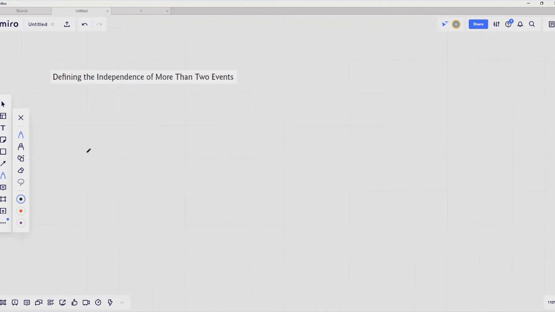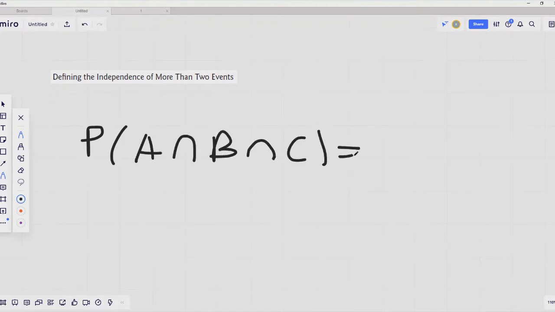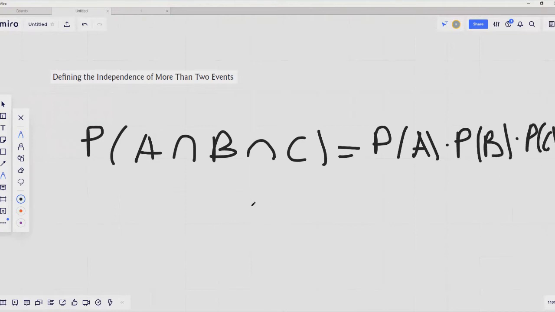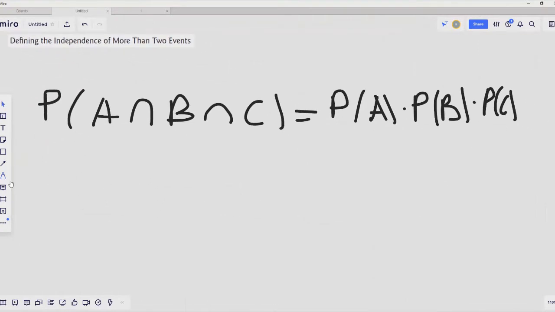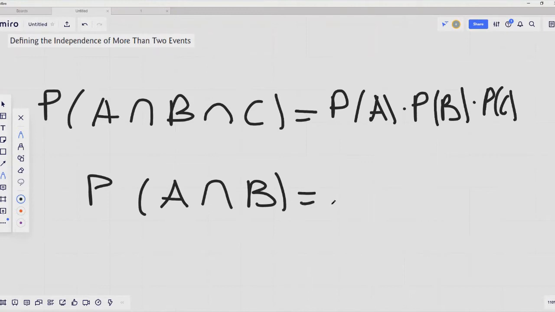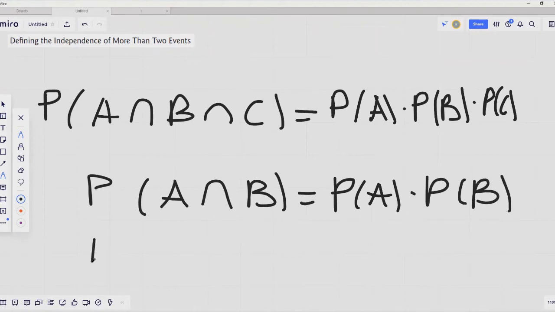It's not immediately clear how we proceed in the case, let's say, when we have independence of three events. Do we need the following condition, that the probability of the intersection of all three of these events should be equal to the product of their individual probabilities? Or do we need to look at the intersection of any two of these? In other terms, do we need a requirement that the probability of the intersection of two events is equal to the product of their individual probabilities?